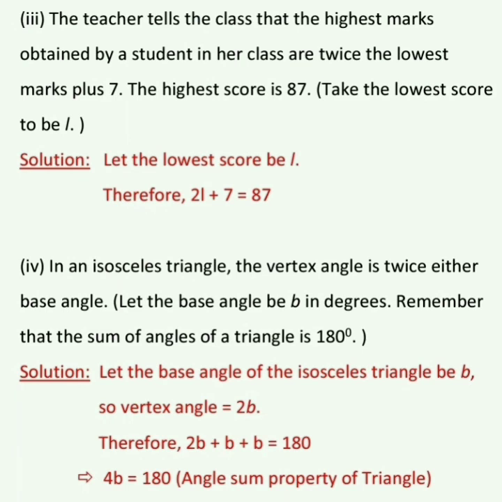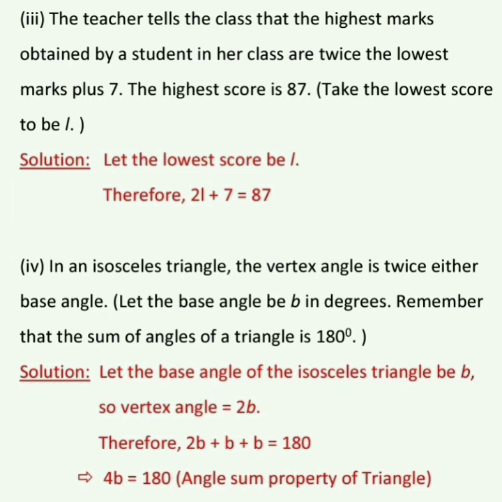Now the third one. The teacher tells the class that the highest marks obtained by a student in her class are twice the lowest mark plus 7. टीचर ने क्लास में क्या बताया? क्लास में जिसको सबसे कम मार्क मिला है उसका 2 गुना में 7 ऐड किया तो हाईएस्ट मार्क मिलते हैं.